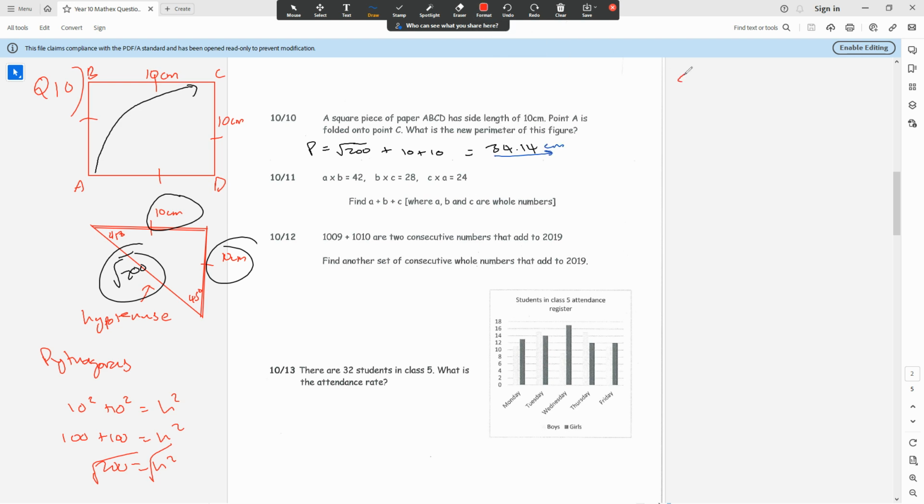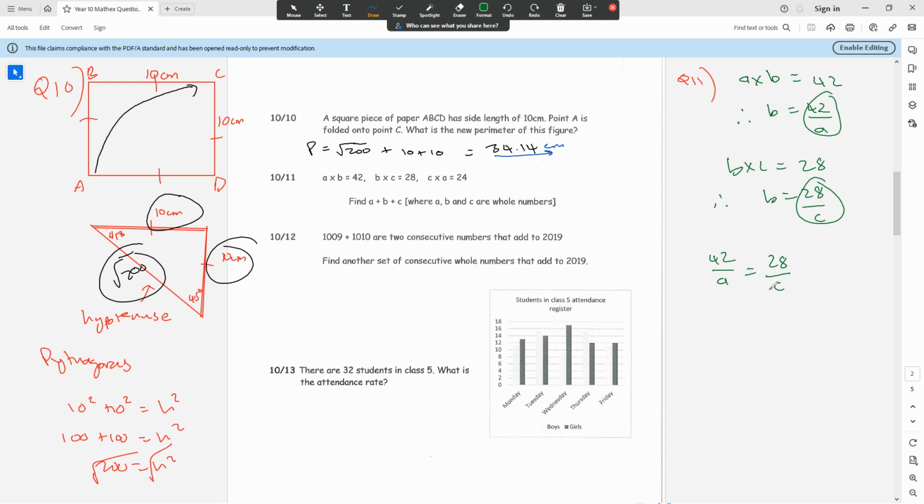All right, question number 11. A times B equals 42. So therefore, I can say B is equal to 42 divided by A. B times C is equal to 28. So therefore, I can say B is equal to 28 divided by C. So these two are equal. So 42 over A is equal to 28 over C.